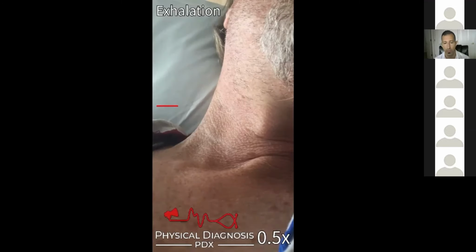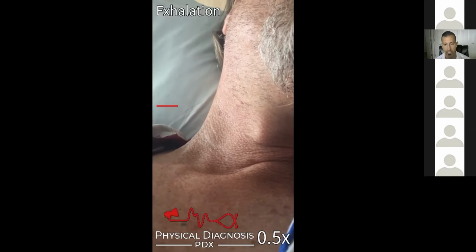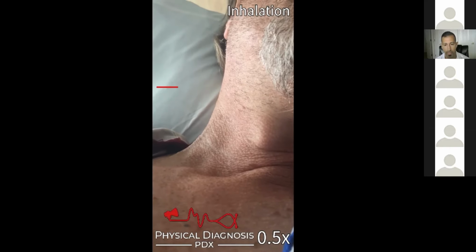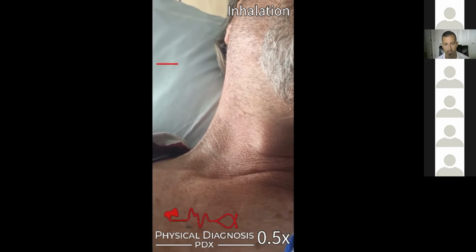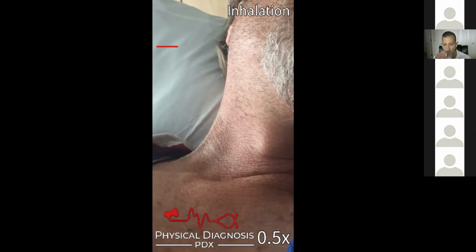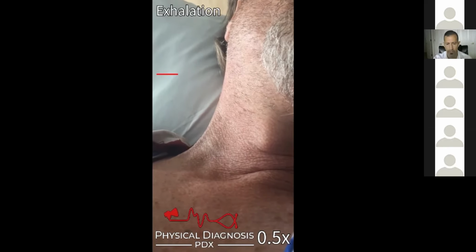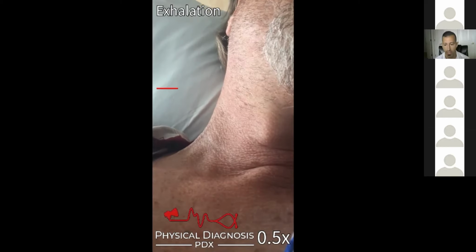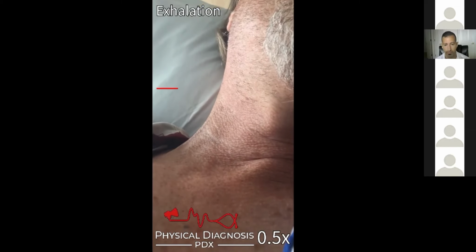Let's move to patient number two. So what do you notice? We're looking at this patient's jugular venous pulse. What do you notice? What finding is present here? And hopefully the video is coming through okay and it's not blurry for you guys.